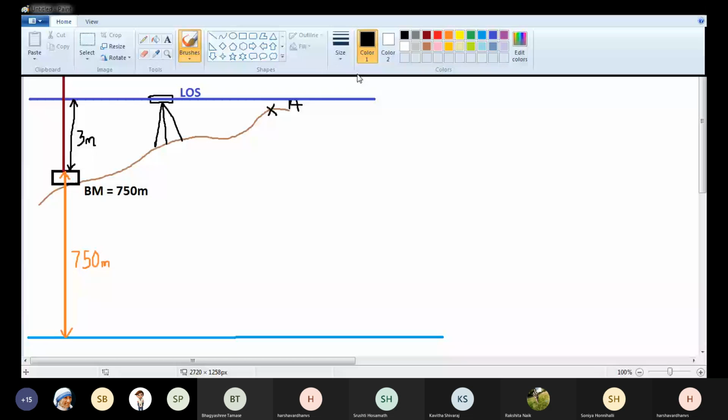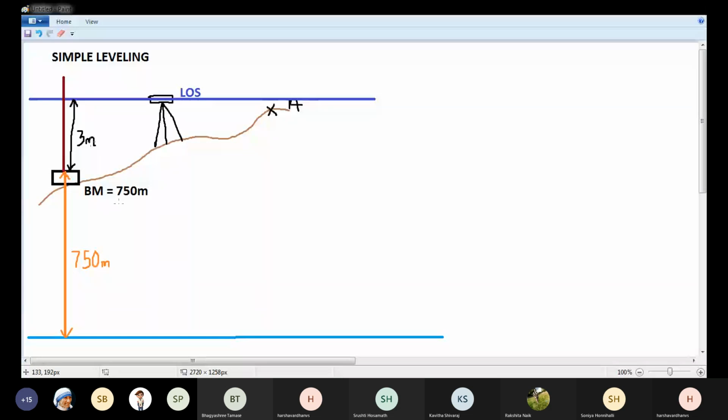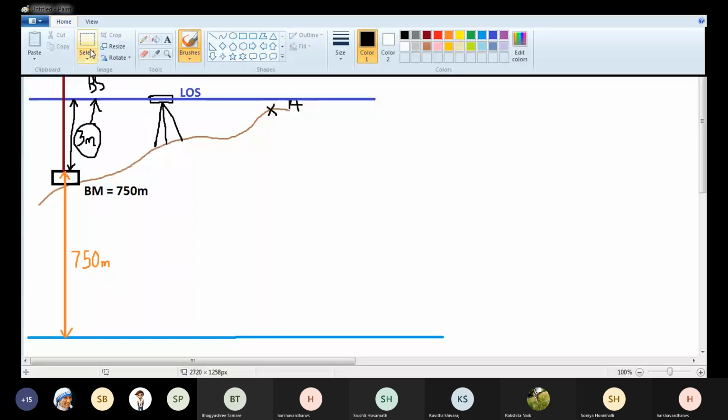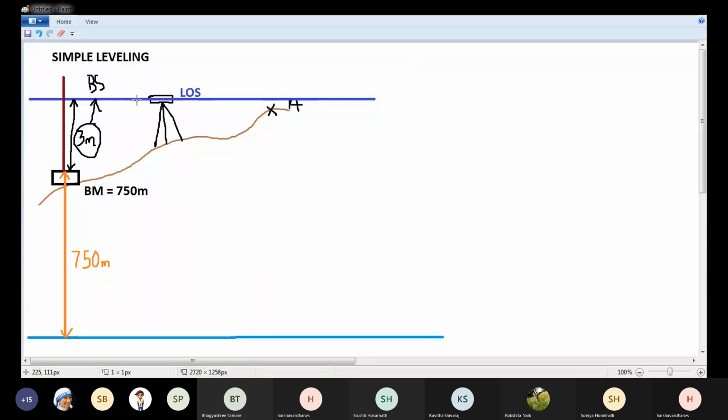Now, I told you a staff reading taken on a point whose elevation is known is called a backsight. Now this staff reading is the backsight. When I take a backsight on a benchmark, I can easily measure the elevation of the line of sight. So this is the elevation of the line of sight, that is, the vertical distance of the line of sight from the datum.